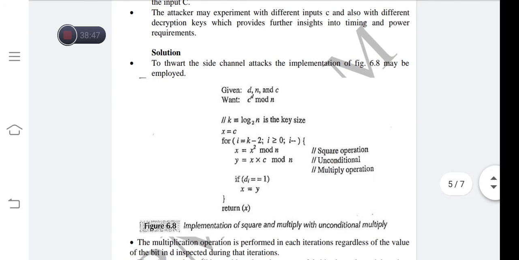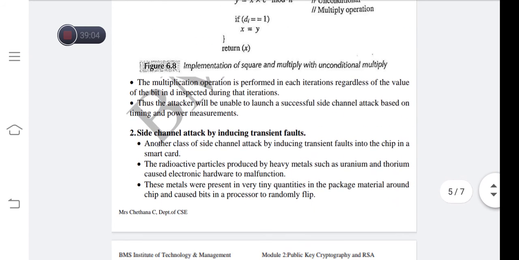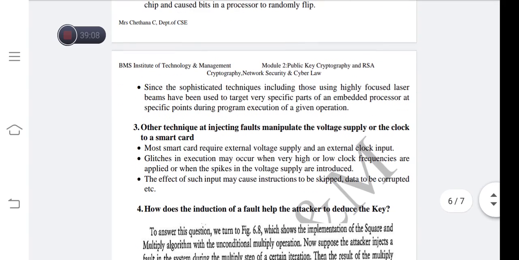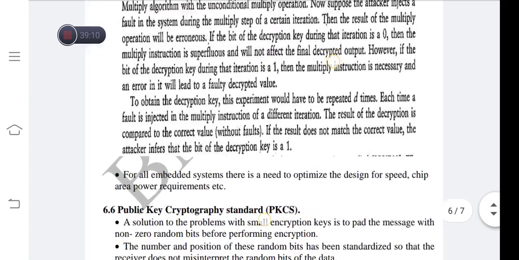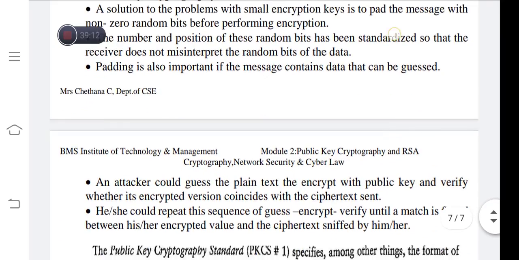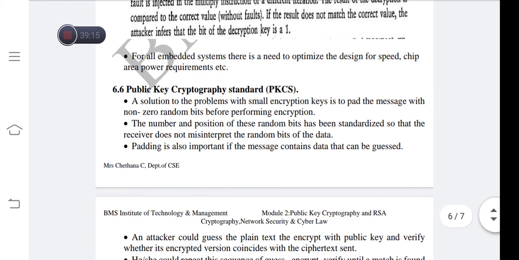Therefore, for all embedded systems, there is a need to optimize the design for speed, chip area, power requirements, etc. There is still a need for optimization techniques. Okay, so these are a few points on the practical issues associated with RSA. Now finally let us discuss one more small concept, that is PKCS, Public Key Cryptography Standard.